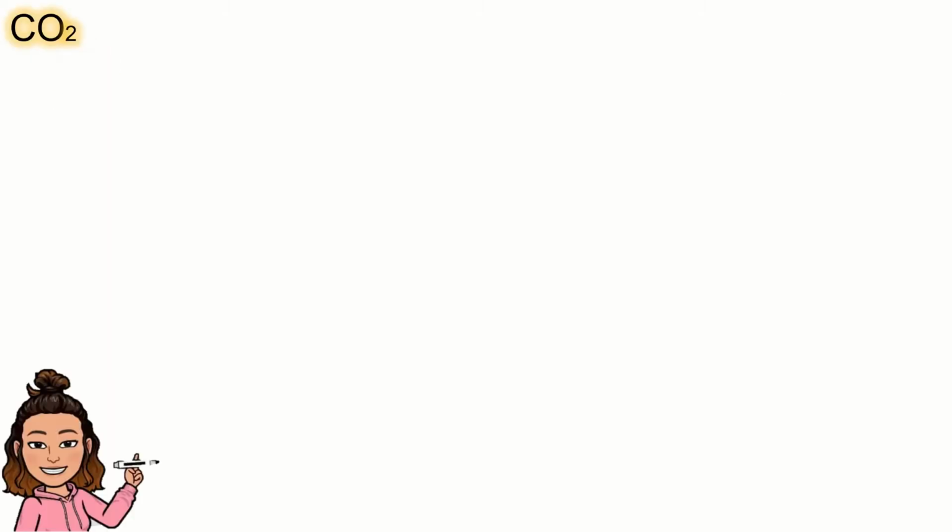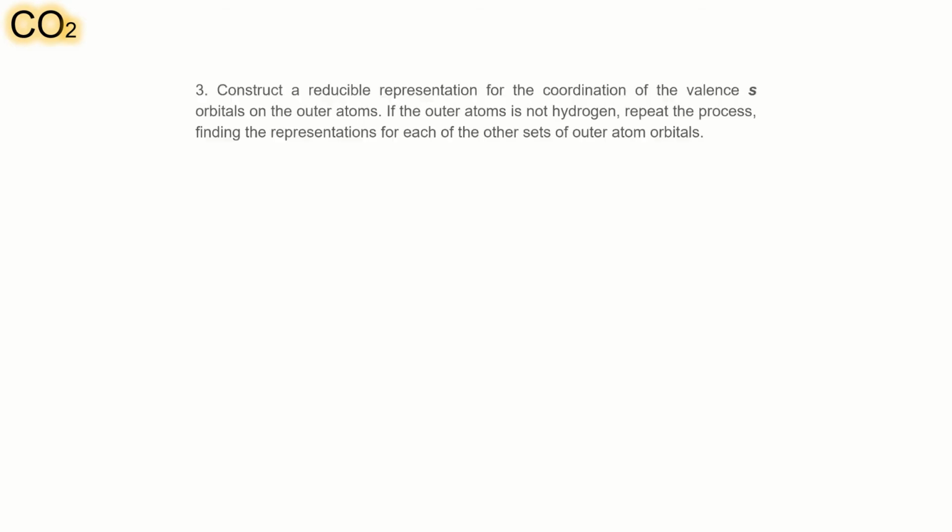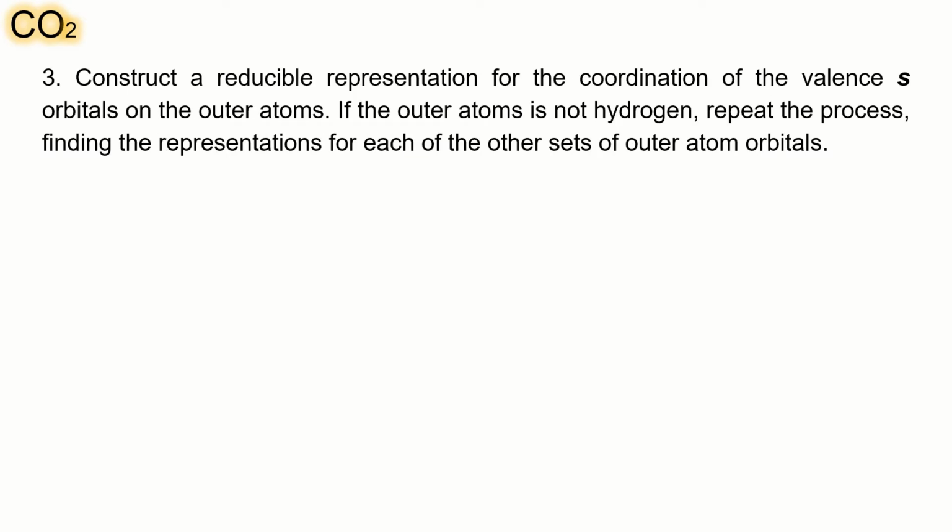Then, for the second step, we need to assign the x, y, and z coordinates to our atoms. The highest order rotation is assigned as the z-axis, and the molecules will bond this coordinate the way it is shown. For nonlinear molecules, the y-axis of the outer atoms would point towards the central atom, but this is not a linear molecule. The third step is to find the reducible representations for the group s orbitals on the outer atoms. When the outer atoms are not hydrogen, like in this case, the reducible representations for each need to be found for the outer atom orbitals.